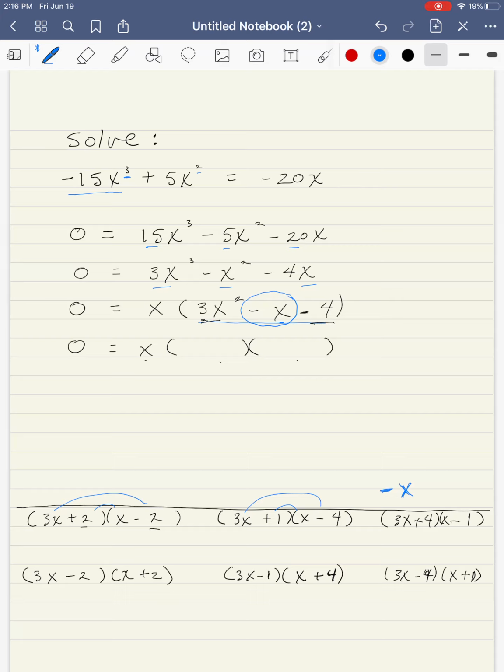So if you haven't done this already, go ahead and double check that and figure out which one is the correct factorization. Pause the video, try that, and then start the video.